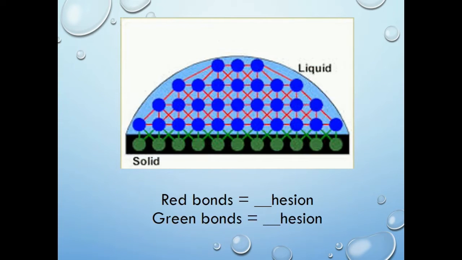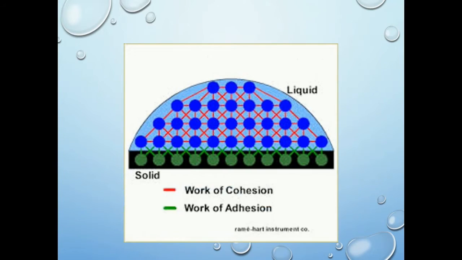Let's do a quick knowledge check. In the picture, there are green and red bonds, indicating two types of bonds we've learned about, cohesion and adhesion. Pause the video and categorize the type of bonds. The red lines represent cohesion because cohesion occurs only between water molecules. Adhesion occurs between water molecules and different substances, such as the water and the solid pictured.